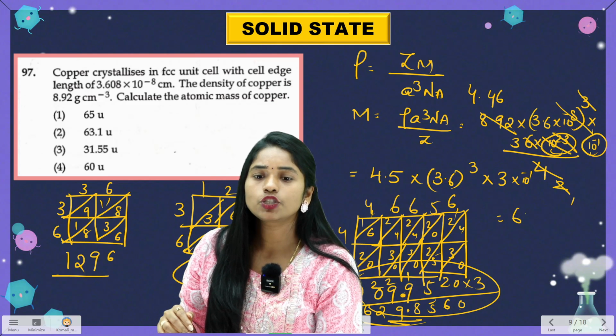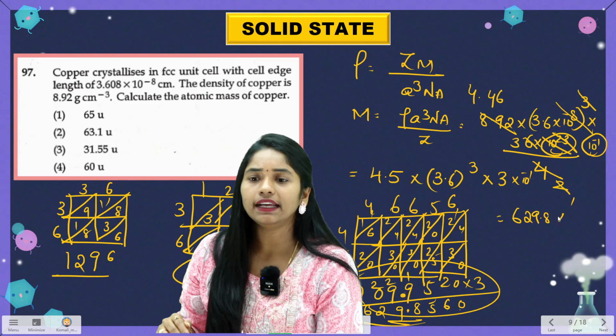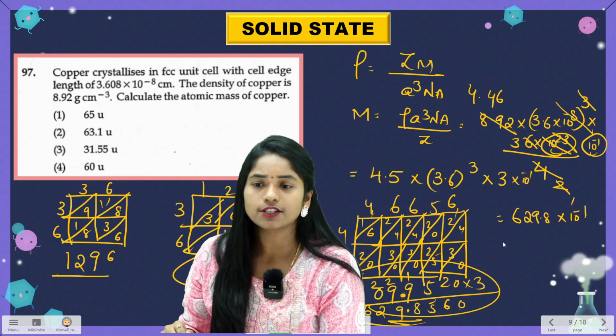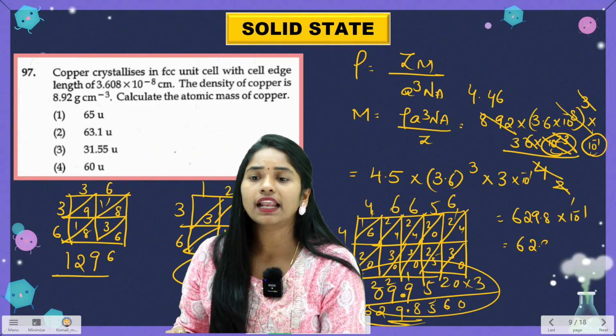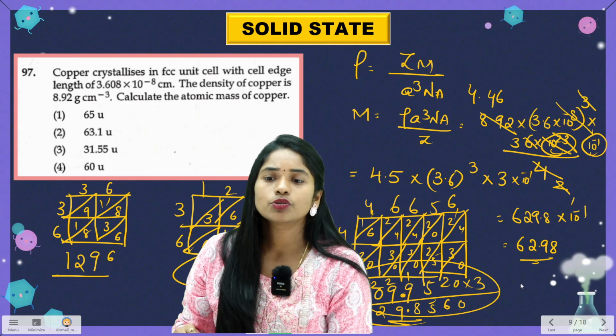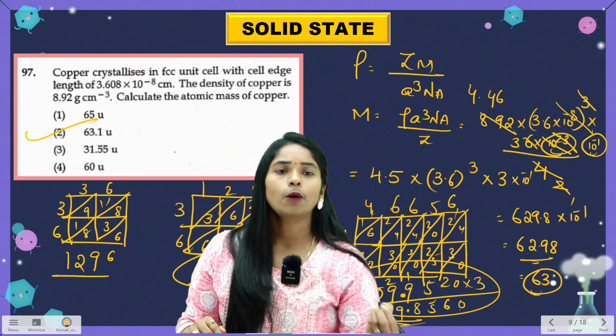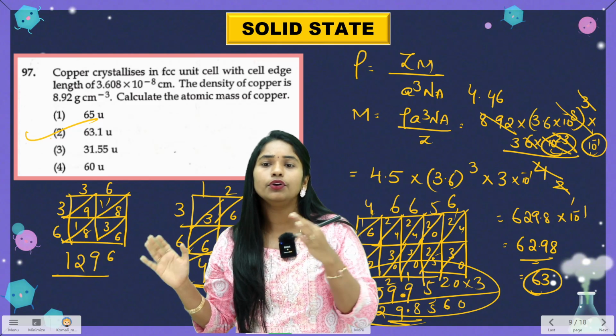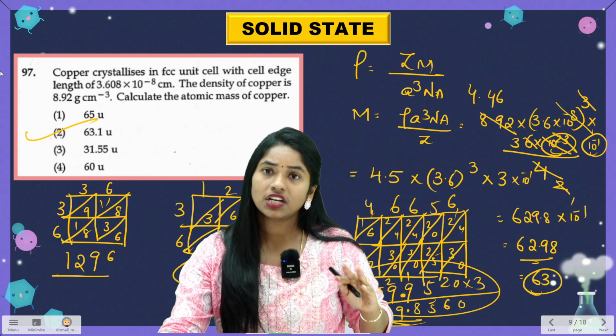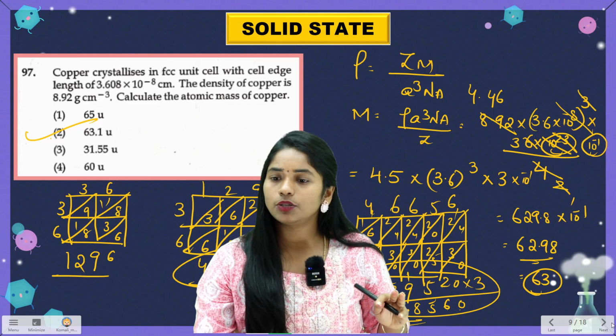So 629.8 into 10 to the power of minus 1 is left. So 629.8, this is nothing but 63 around. This is the answer. Option 2 is the correct answer. Do you understand? This question came in the NEET 2022 chemistry paper from the solid state chapter.